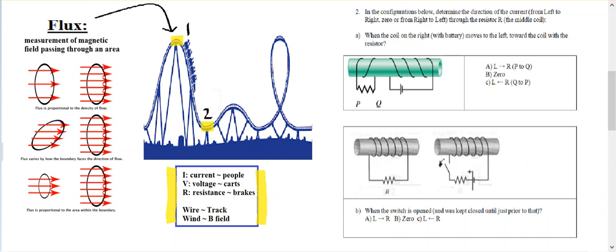Flux depends on the density of the flow. So in the instance of our roller coaster, the velocity, how much wind is going. It varies by the boundary facing the direction of the flow. So if you're measuring an area at an angle, not as much wind may be able to get through. Flux is proportional to the area. So if we were to only measure point 1, but then we were to, say, measure all of point 3, we might have a larger flux because we have a larger area.